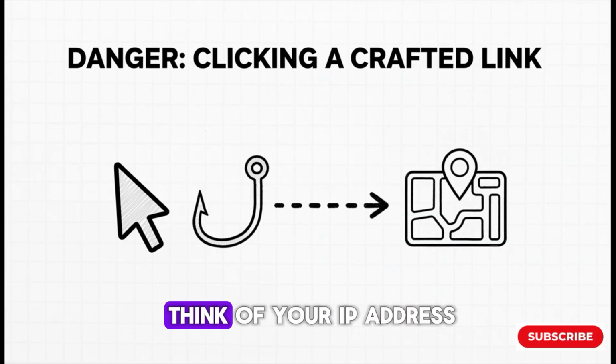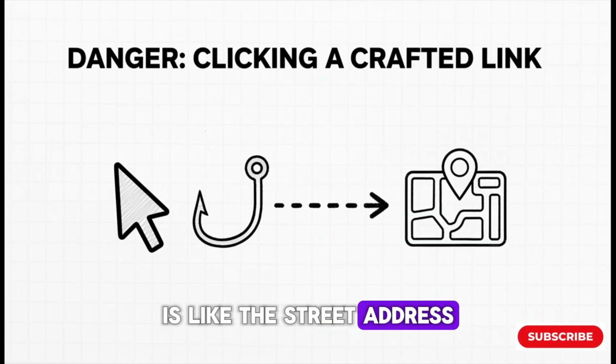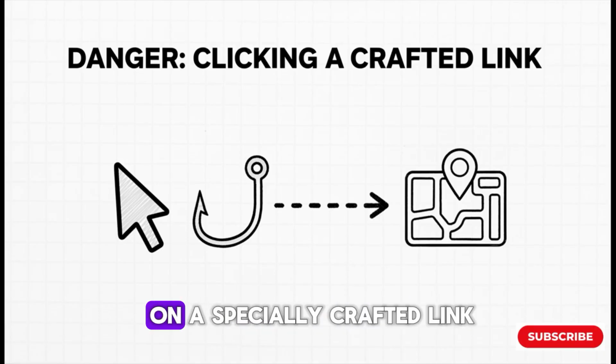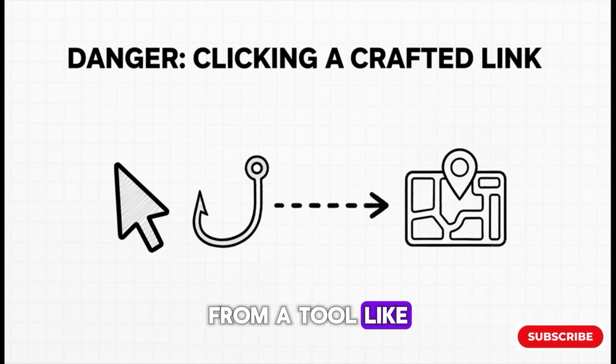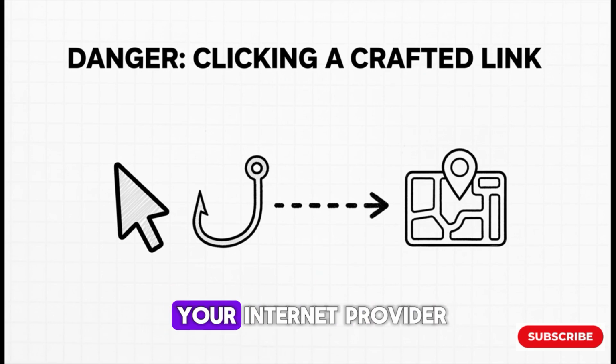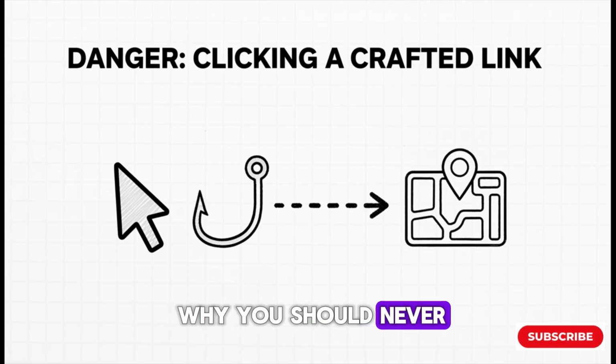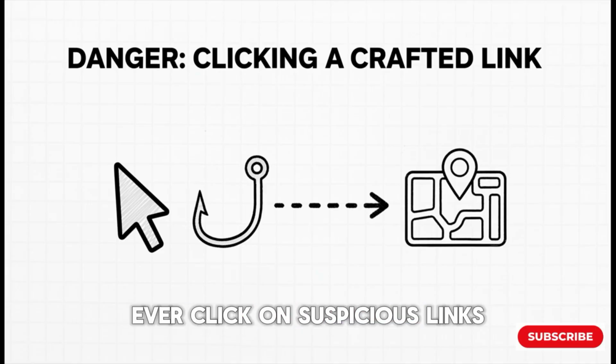The best way to think of your IP address is like the street address for your internet connection. Now, an investigator can't just look it up in a phone book. But if you click on a specially crafted link from a tool like Grabify, it can log your IP address, revealing your city and your internet provider. And that is exactly why you should never, ever click on suspicious links.